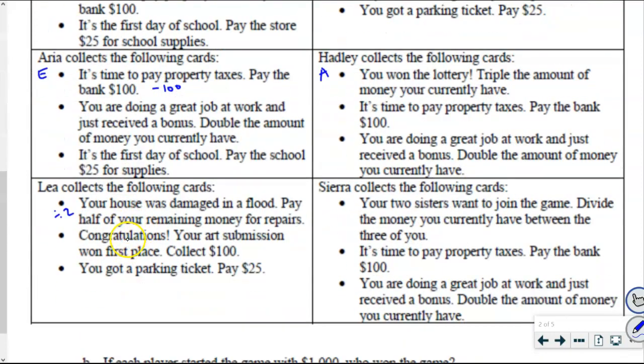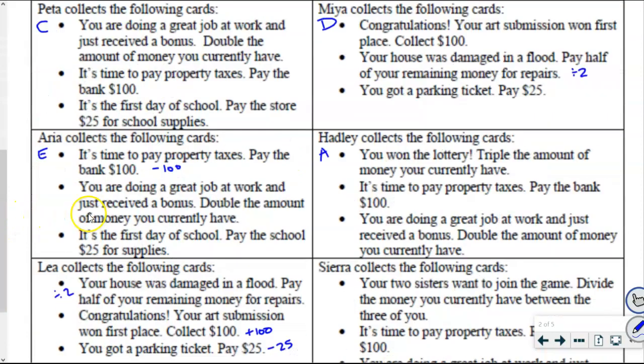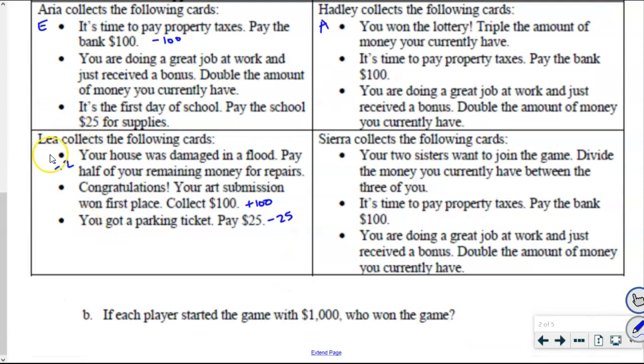After we pay half of our money, then we win $100 for an art submission, and then we pay $25. So I should be seeing adding 100 and then subtracting 25. And that is exactly what we're seeing with B: dividing by 2, then adding 100 and subtracting 25. So player B is Leah. Which of course means by process of elimination, Sierra is what we have left, but let's read.